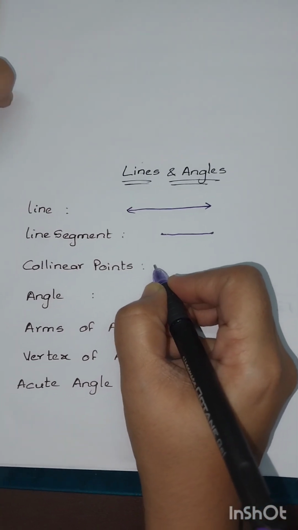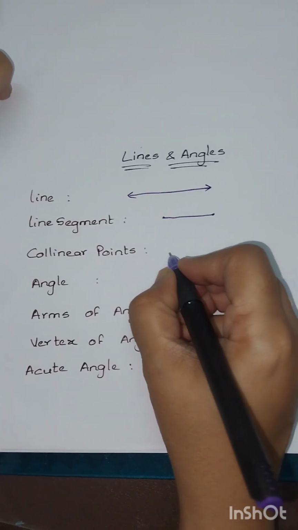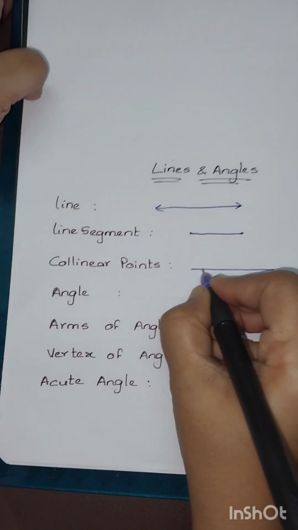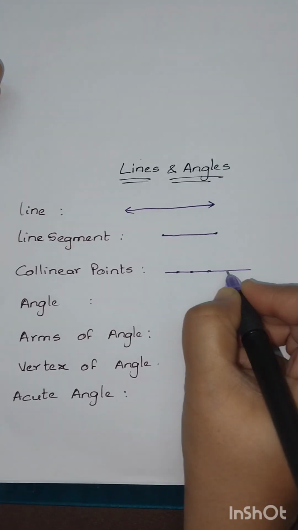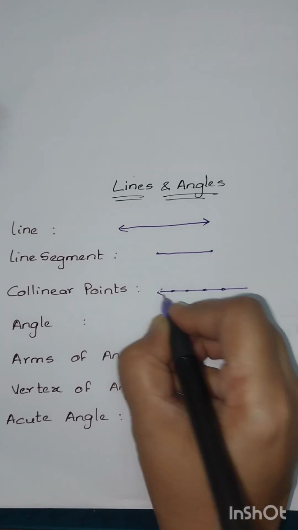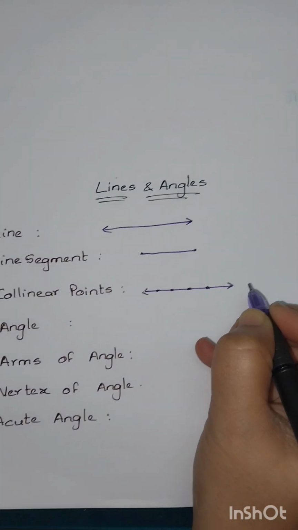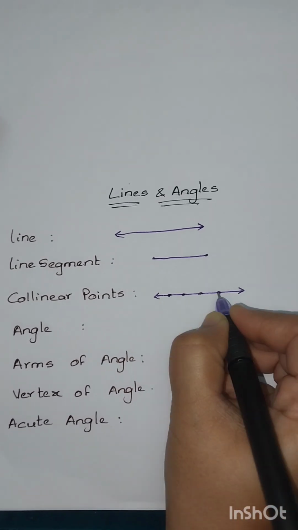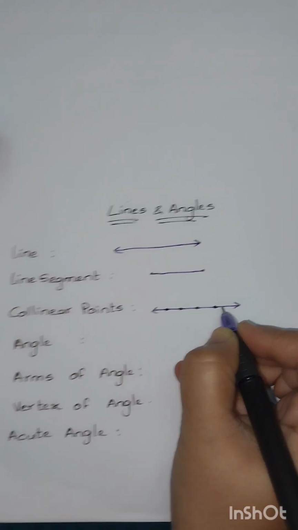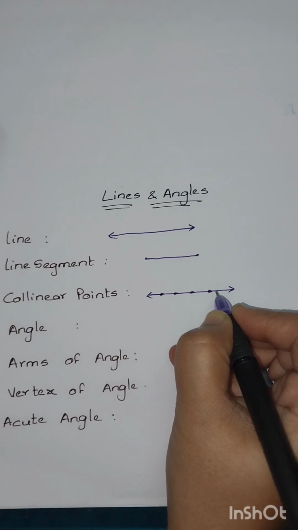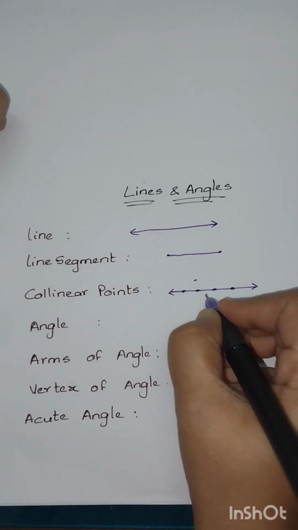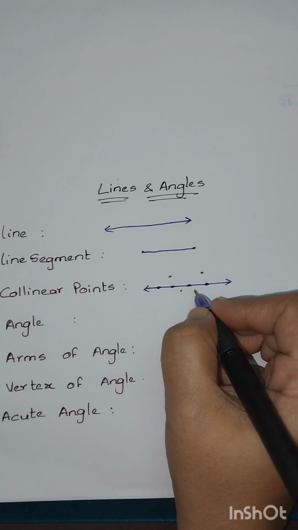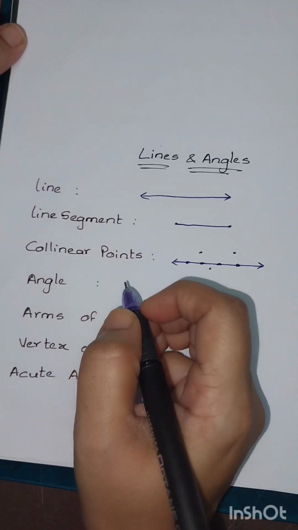What are collinear points? The points which lie on the line are called collinear points. So these points are called collinear points. They may be on the line or on the line segment. These points are called collinear points. And the points which are not on the line are called non-collinear points. These points are non-collinear points.